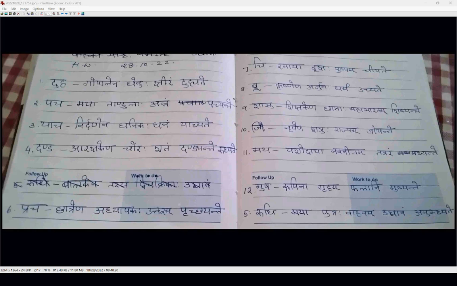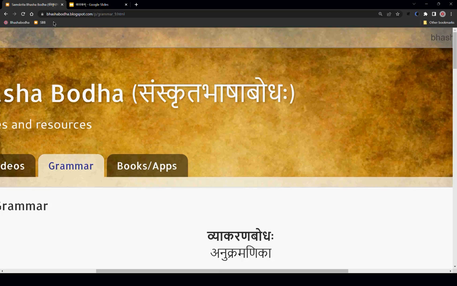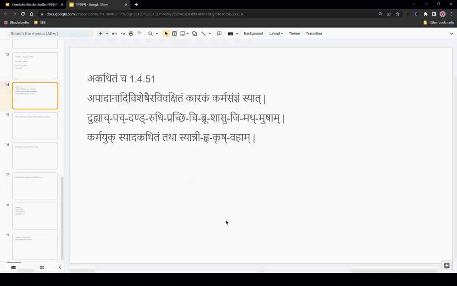So these examples in Karmani. So when you write, then the last class I think we went through the Karmani form of each Kriyapada, right? That is Duha, Yach, Pach, Danda, Rudhi, Prach, Chi, Bru, Shas, Ji, Matha, Mushan.